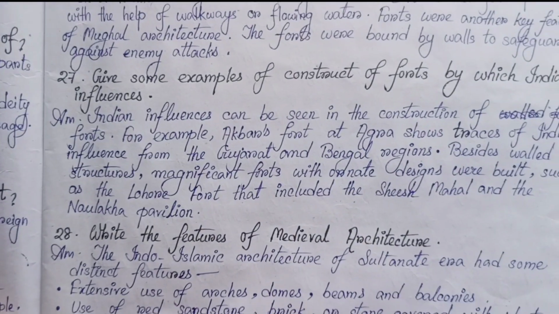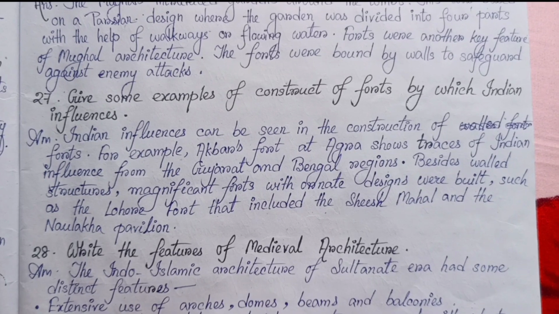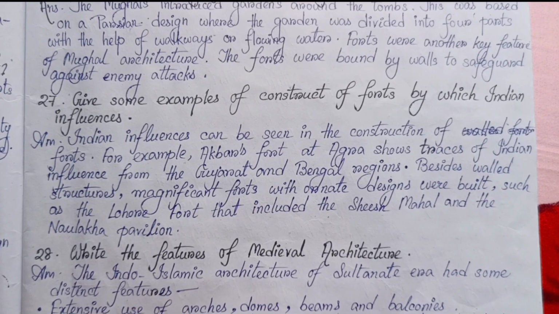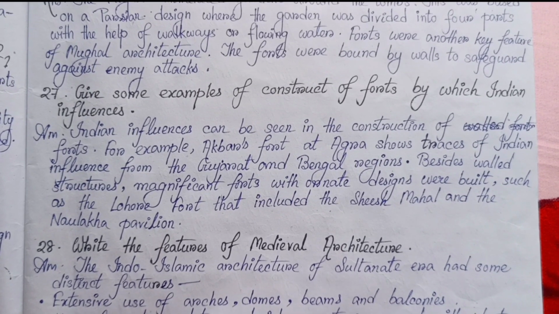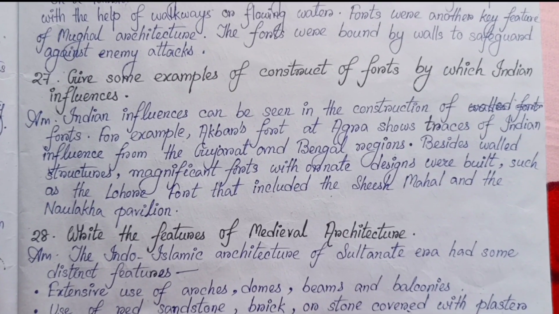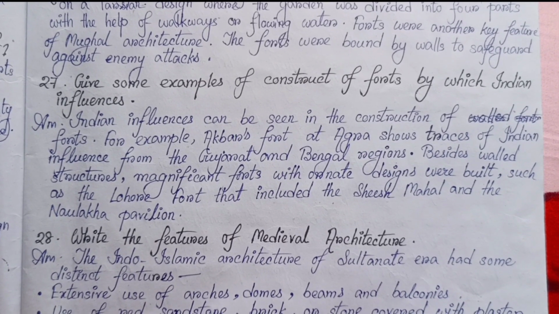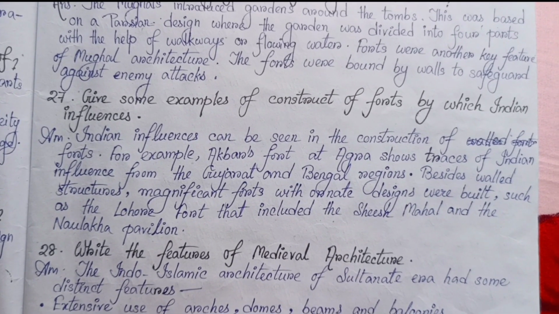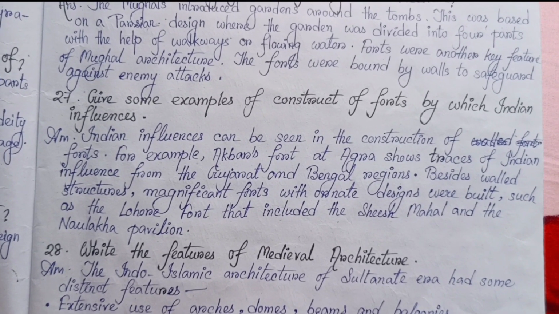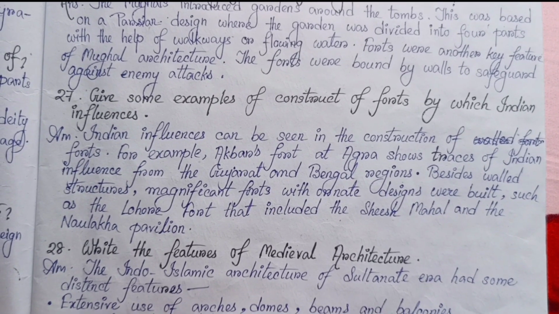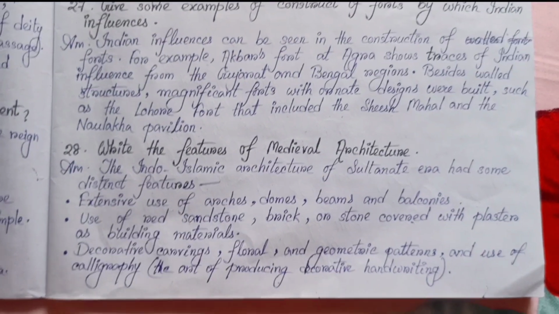Number 27. Give some examples of forts in which Indian influences can be seen in the construction. For example, Akbar's fort at Agra shows traces of Indian influence from the Gujarat and Bengal regions. Besides walled structures, magnificent forts with ornate designs were built, such as the Lahore fort that included the Sheesh Mahal and the Naulakha Pavilion.